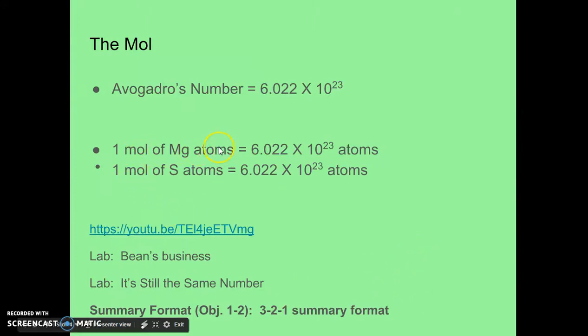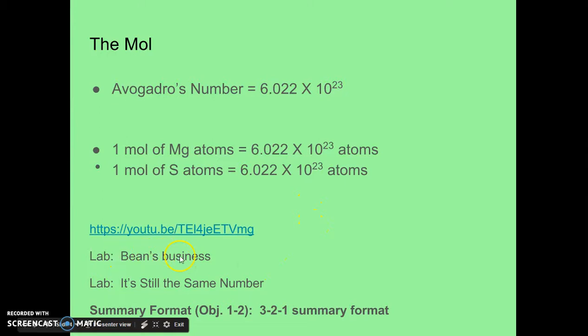So 1 mole of magnesium atoms is 6.022 times 10 to the 23rd atoms. A mole of sulfur atoms is 6.022 times 10 to the 23rd atoms. A mole of people is 6.022 times 10 to the 23rd people. A mole of pencils would be 6.022 times 10 to the 23rd pencils. So it's just a measurement.